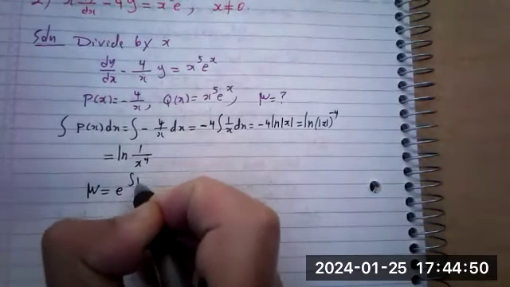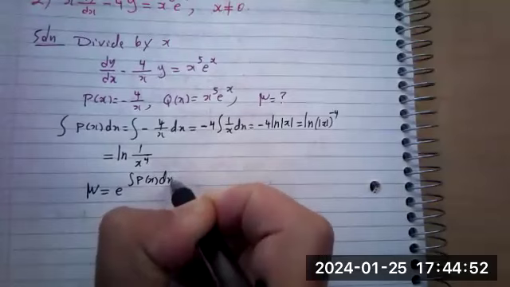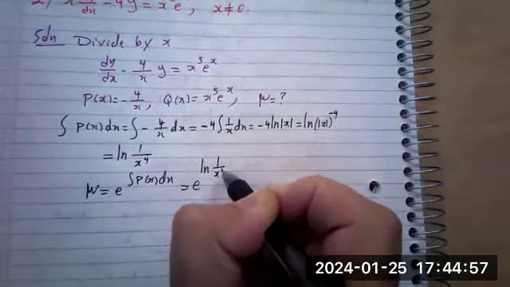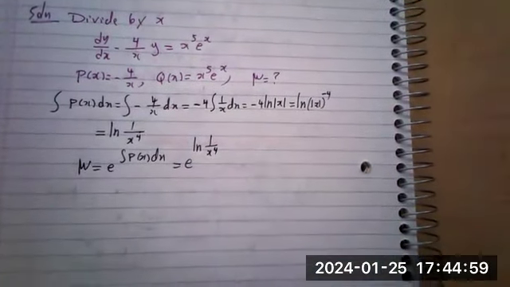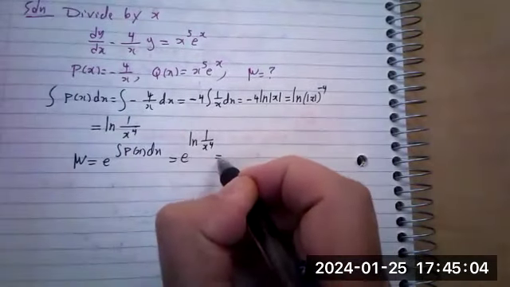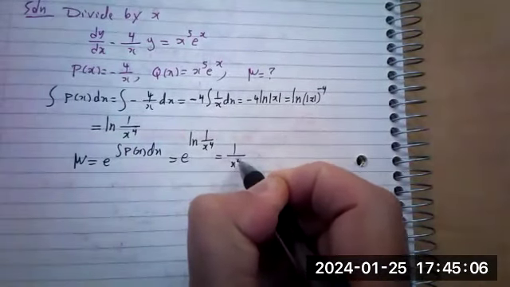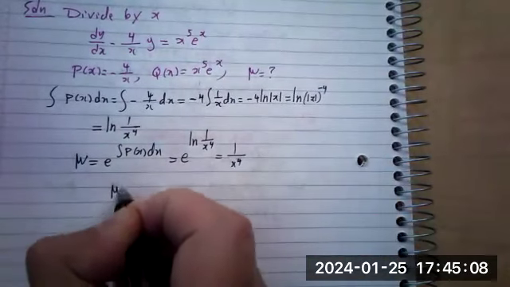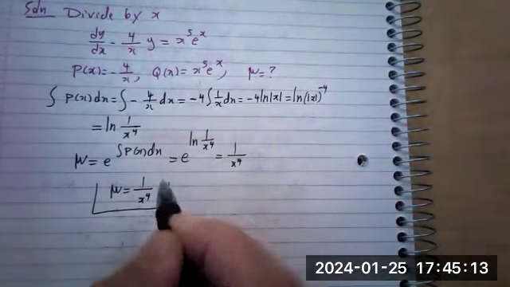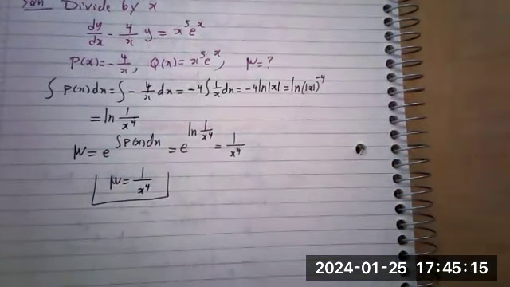Mu is e to the integral of p(x) dx. Now it's going to be e to the ln of 1 over x to the 4. And you know that the e function and the natural log are inverse of each other, so they will cancel out. The result would be 1 over x to the 4. So the integrating factor mu is 1 over x to the 4. Any question? So be careful about these types of operations.